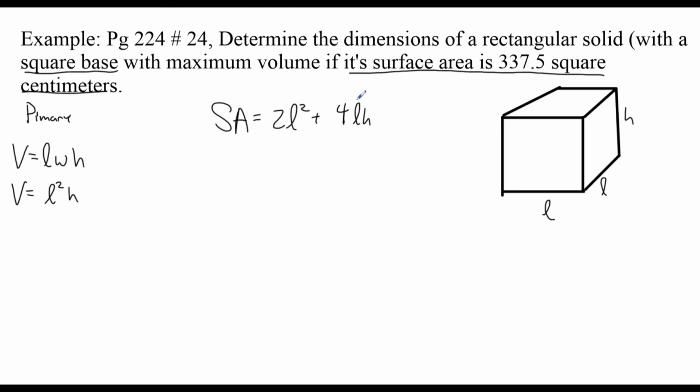And we know that the surface area is 337.5. So 2L squared plus 4LH equals 337.5. Now, what I want to do is try and solve this for h, and then if I have only values of L, I can replace that.